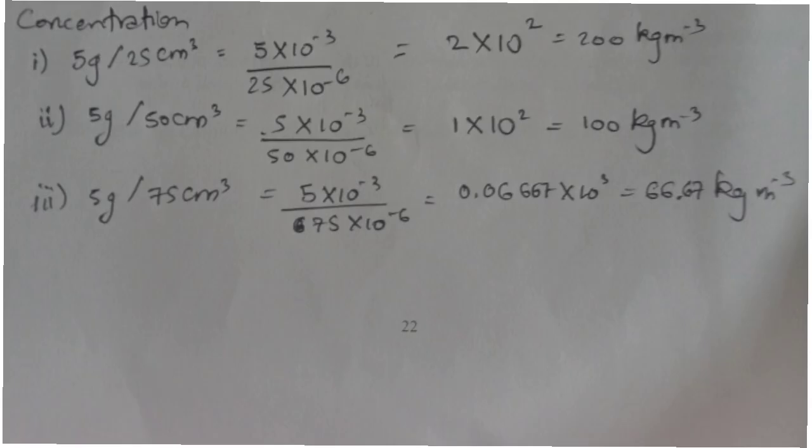Similarly, 5 grams per 50 centimeter cube will give you 100 kg per meter cube, and then 5 grams in 75 centimeter cube gives you 66.67 kg per meter cube.